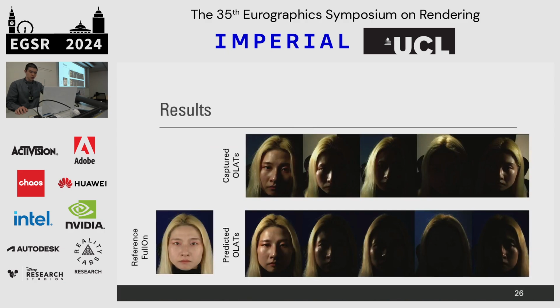So here we show the results of our method. The top row are the actual captured OLED images that are present in our dataset. Note that the pose and even hairstyle will vary within the capture because the subject has to move around. The bottom row are the OLEDs predicted from the reference image.